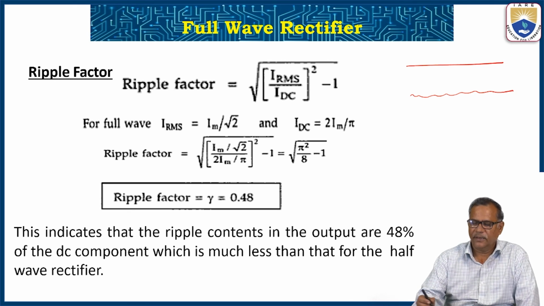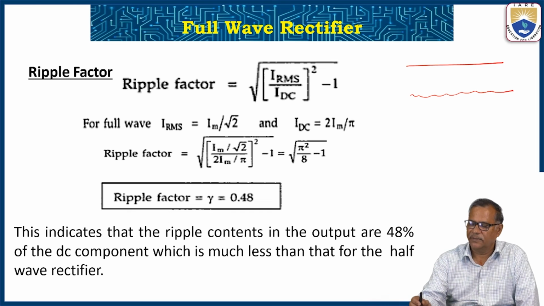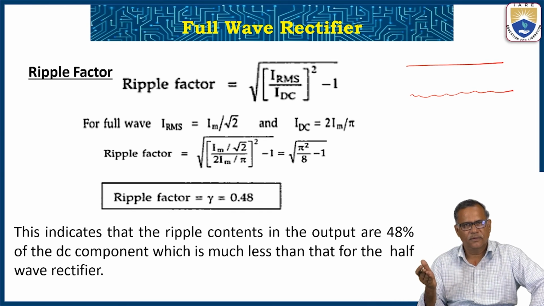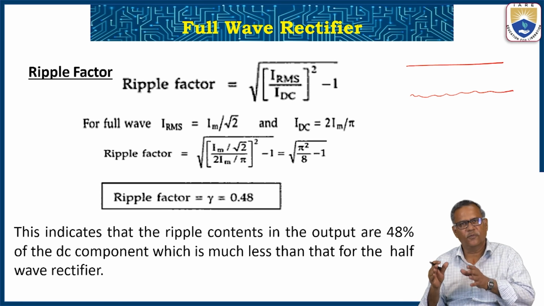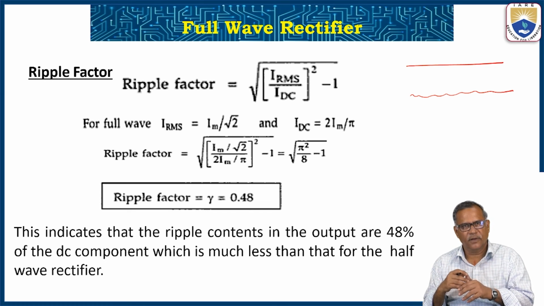The ripple factor we have calculated as 0.48 for the full wave rectifier, which is much less compared with the half wave rectifier. You can understand this because in a half wave rectifier, for the second half of the input wave, the output is 0, whereas in a full wave rectifier, we get output for both the positive cycle and the negative cycle. So we get a better output with less ripple for the full wave rectifier.